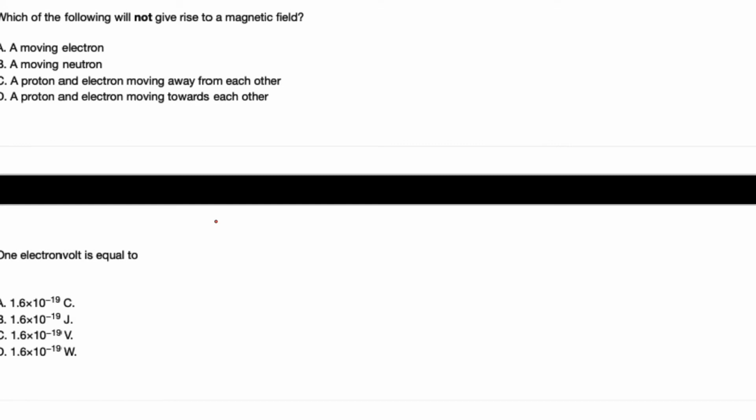Which of the following will not give rise to a magnetic field? A moving electron is going to give an electric field and a magnetic field. Neutron: here the neutron has a charge of 0, so it will not give rise to a magnetic field. Proton and electron moving away from each other will give rise to a magnetic field. Proton and electron moving towards each other will always give rise to a magnetic field. So B is the answer, because the neutron has a charge of 0.